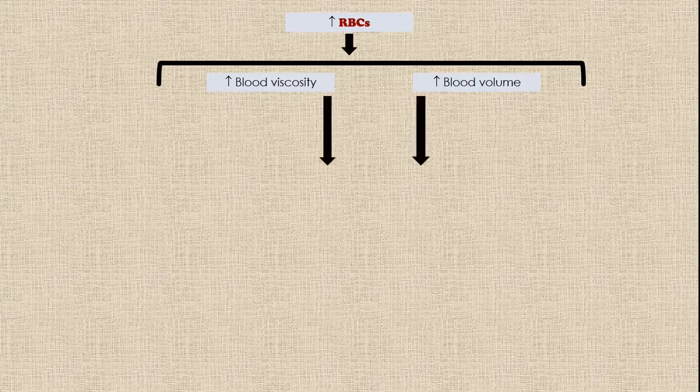When there is increase in red blood cells, this results in increase in blood viscosity and increase in blood volume. When there is increase in blood viscosity and blood volume, there is increase in peripheral resistance, causing manifestation of increased blood pressure.